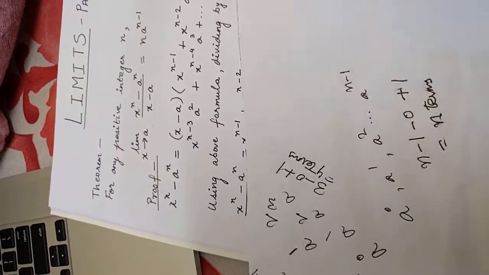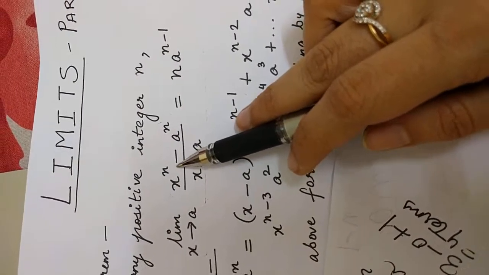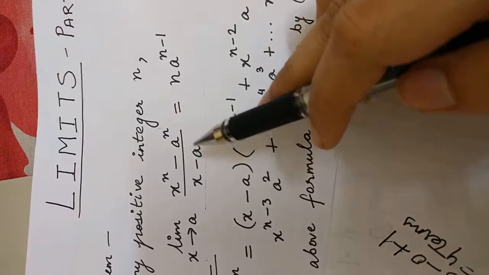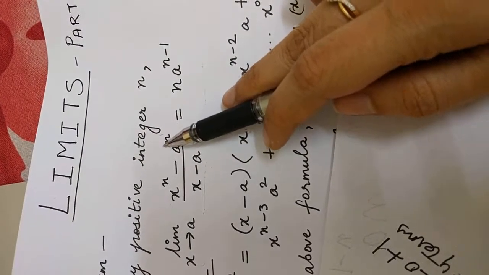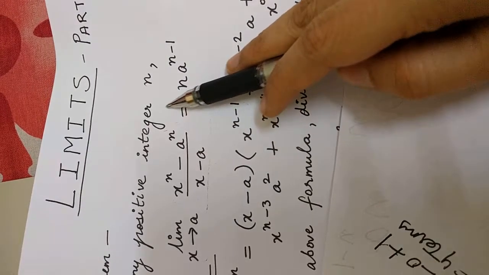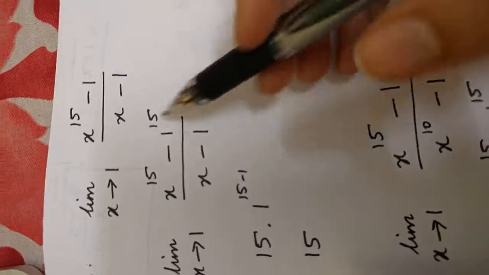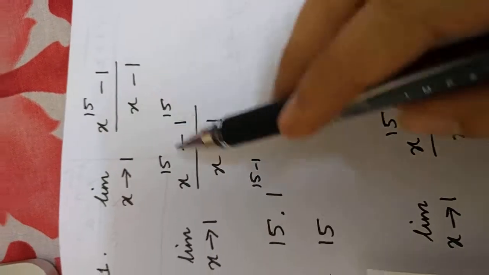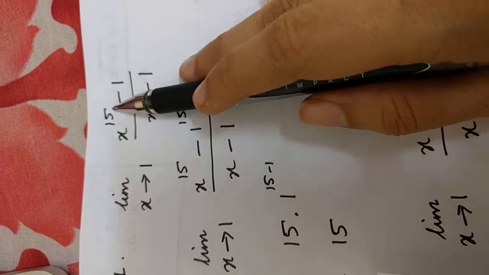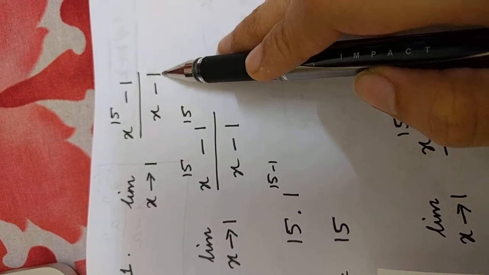So finally the formula is limit x tends to a, x to the power n minus a to the power n upon x minus a equals to n into a to the power of n minus 1. So we'll do some questions on it. So first simple question is this. Now limit x tends to 1, x to the power 15 minus 1 upon x minus 1.